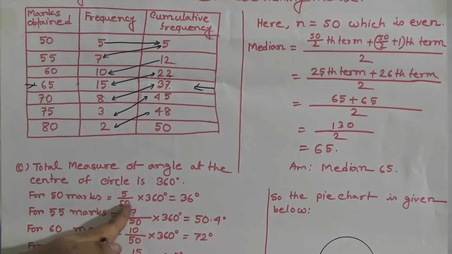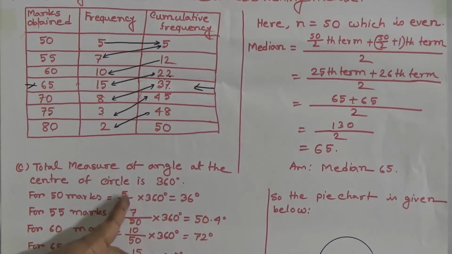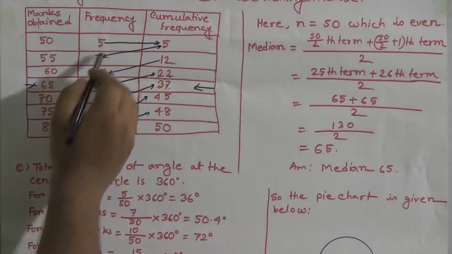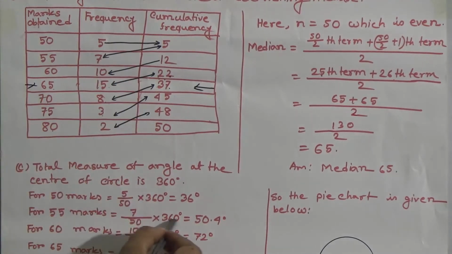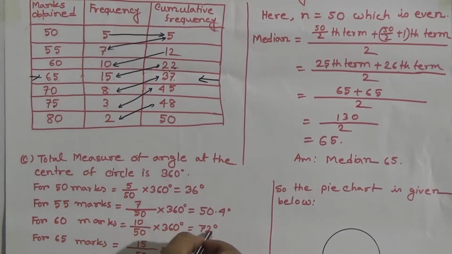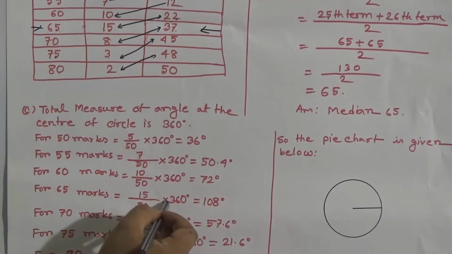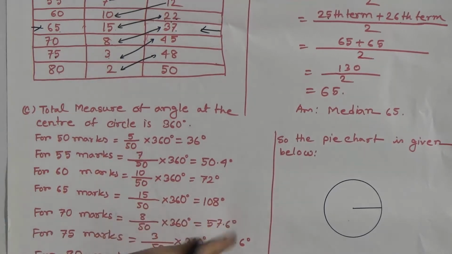So 5 by 50 multiplied with 360 degree equal to, now we cut this number and after that we get 36. Okay, I hope you have understood. How can we divide 50 by 5? We get 10 and we divide 360 by this 10 and we get 36 degree. In a similar way, notice 50 is the total number, 7 is the frequency. After that, multiplied with 360 and we get 50.4 degree. Next we divide 10 by 50 and multiply 360 degree, we get 72 degree. After that, for this frequency, that means 15 divided by 50, multiply 360 degree and we get 108.